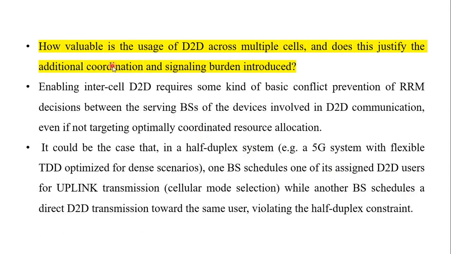So what happens here is enabling inter-cell D2D. Enabling inter-cell D2D requires some kind of basic conflict prevention. So first is the conflict prevention of the radio resource management. Okay, so what is the conflict?